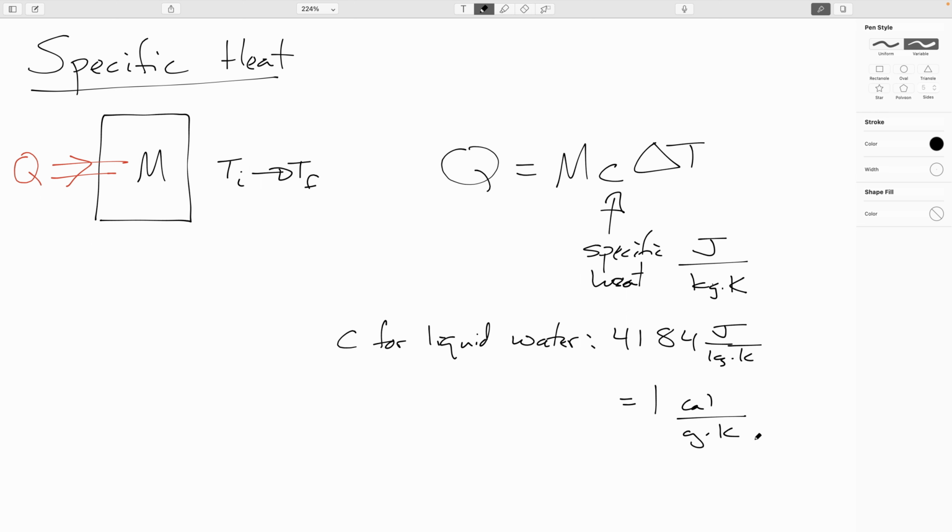So if you have a whole bunch of specific heats committed to memory already, there's a good chance you're going to need to make those multiplied by 4,184. So all the numbers are going to look an awful lot bigger.